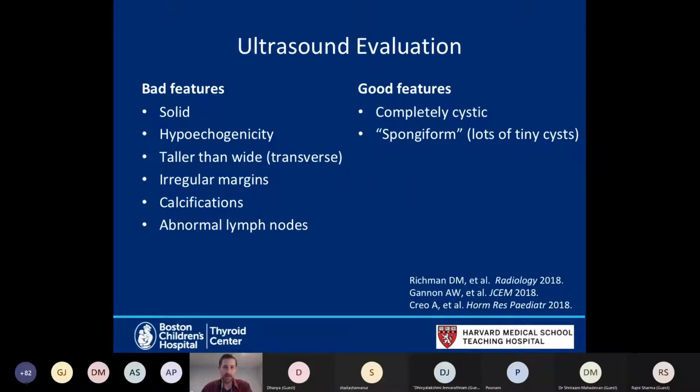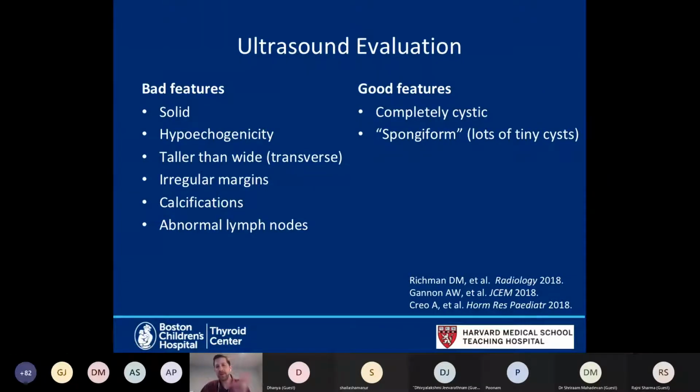These are some of the features that were mentioned. And there's now good evidence, which was not present at the time of the last guideline, to show that these suspicious features that are predictive of malignancy in adults also apply in children. These are 3 studies that collectively comprise about 700 pediatric nodules. So the presence of any of these features would prompt aspiration.